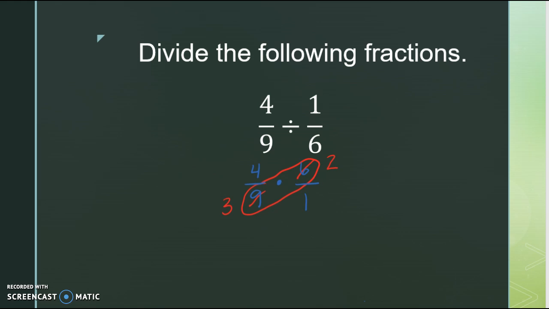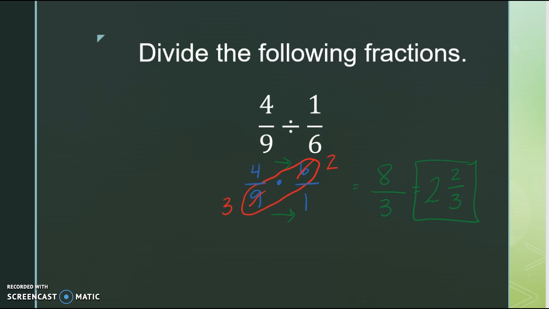And now we are going to multiply straight across. So we have 4 times 2, which gives us 8. 3 times 1, which gives us 3. So this is an improper fraction. We want to turn that into a mixed number. That's going to be that simplifying piece here. So 3 can go into 8 a total of 2 times with 2 left over, and our denominator stays the same. So our final answer here is 2 2/3.